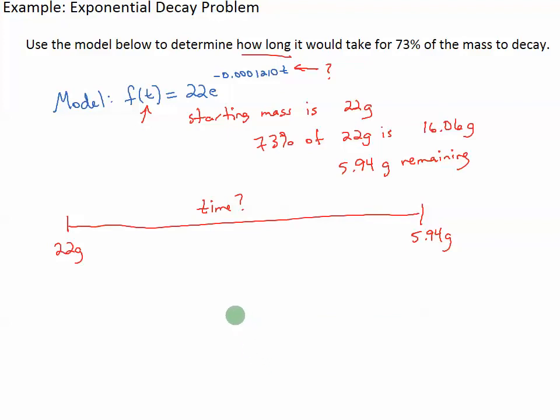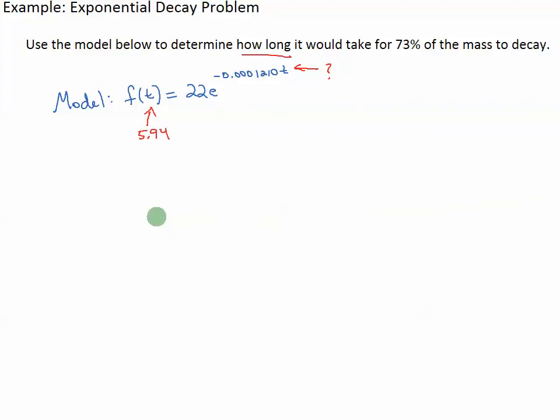Well, let's try to solve that problem. So this is going to be our f of t that we'll plug in, and then we need to figure out t. Alright, so let's get started. So we'll put 5.94 in for f of t. So we have 5.94 equals 22 times e to the negative 0.0001210 t, which is our unknown. Since the variable is in the exponent, we'll have to pull it out of the exponent by eventually using a log. Before we do that, we'll divide both sides by 22.